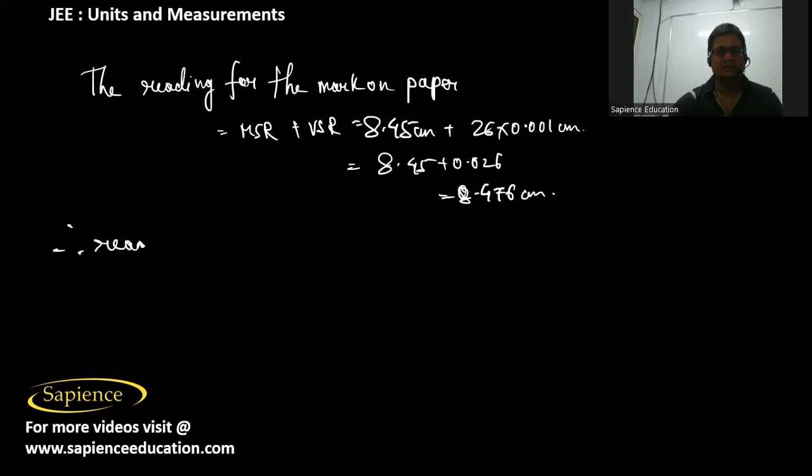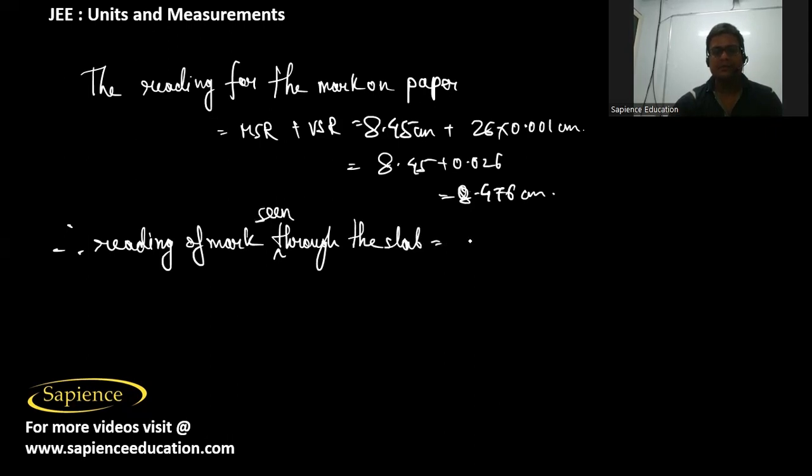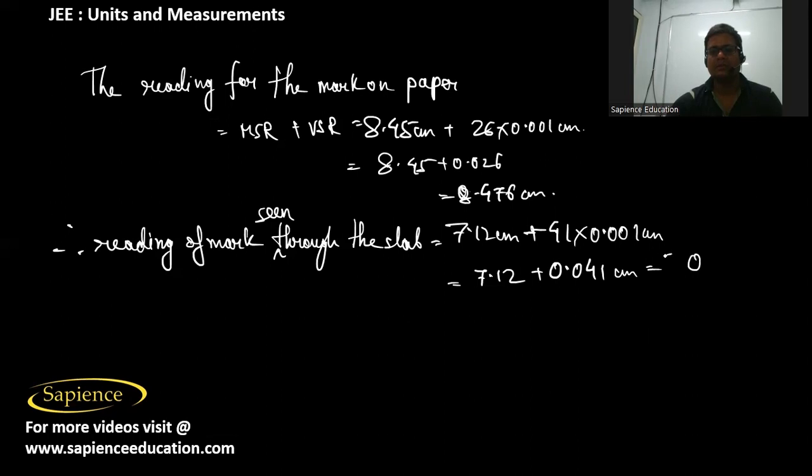And then for the mark on the paper seen through the slab, the reading of the mark seen through the slab will be equal to the main scale reading, that is 7.12 centimeter, plus the vernier coincidence, that is 41 into 0.001 centimeter. So that is 7.12 plus 0.041 centimeter, which is equal to 7.161 centimeter.